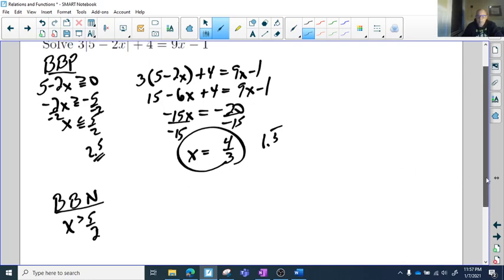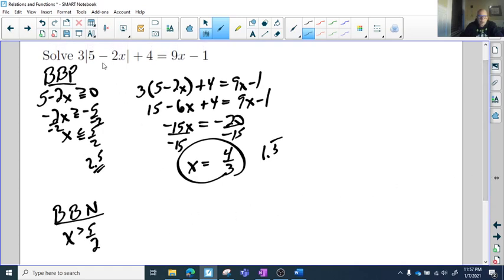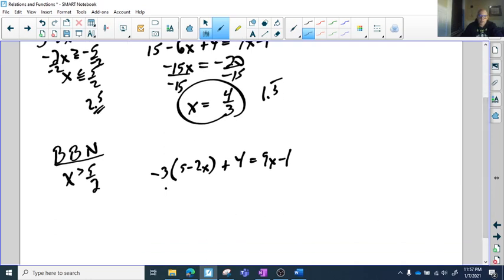So if x is bigger than 5 halves, you'll get a positive number in there. So if between the bars is a negative value, which is what I'm analyzing now, then I got to make sure I multiply it by a negative 1. So in this one, the easiest way to do that would probably be just stick a negative out in front here, which will then go through the bars. The important thing is that you only put the negative through the bars, not out through all the other stuff. So this would stay plus 4 equals 9x minus 1. So now I need to solve this equation and see what I get.